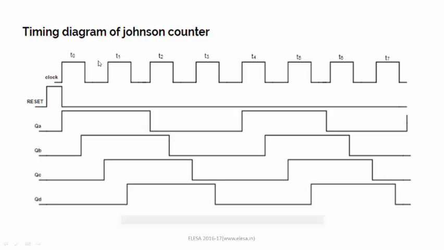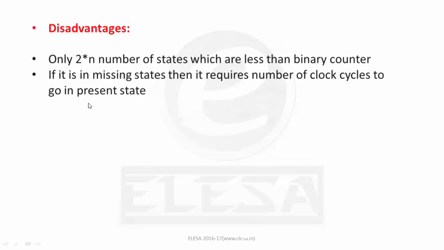This is the timing diagram of the Johnson's counter. Here it will make the changes in the flip-flop at the rising edge because we have connected the positive edge triggered clock. And there are 8 different states. Here these are those 8 states. Now we have seen the advantages of the Johnson's counter over the ring counter.